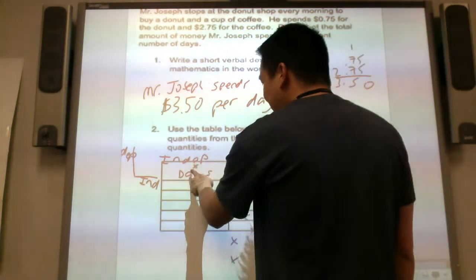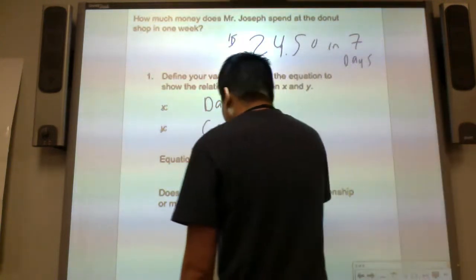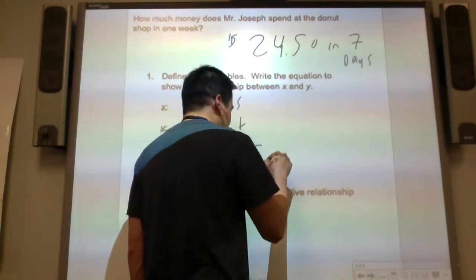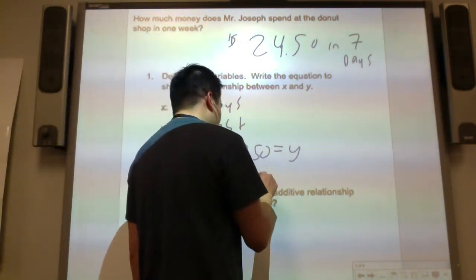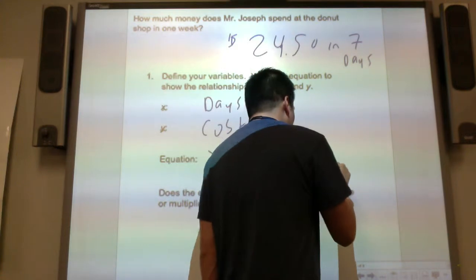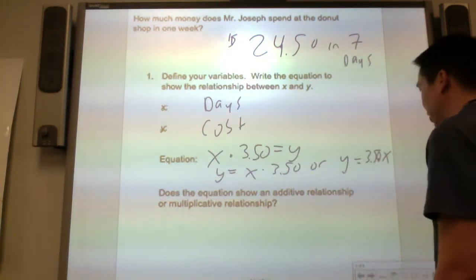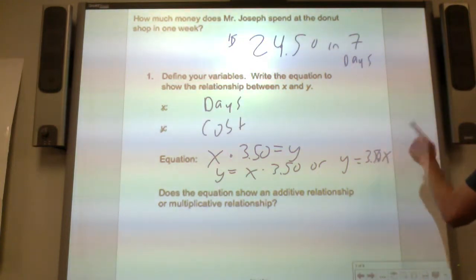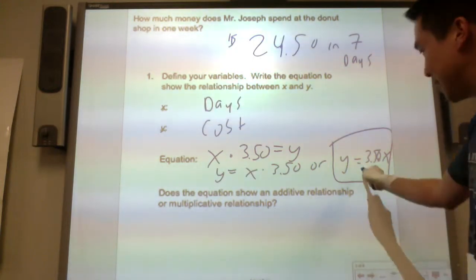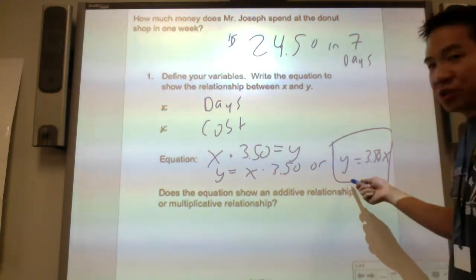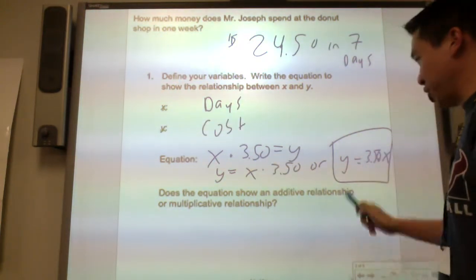Let's see. So you're multiplying the number of days by $3.50 and you get the cost. So it could be x times $3.50 equals the cost, y. Flip it around. It could be y equals x times $3.50, or y is equal to 3.50x. So say you have $3.50 groups of x. This is the most preferred way. This is the way you'll see it mostly written by anybody in any school. All these are good, but I prefer this way myself.